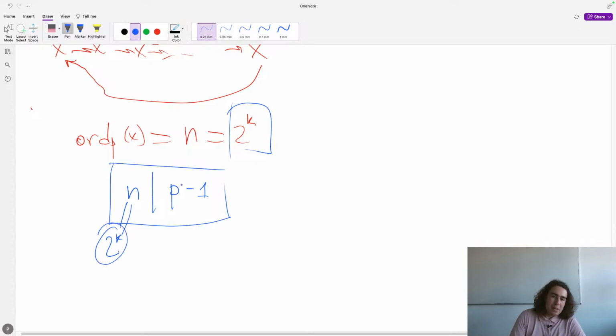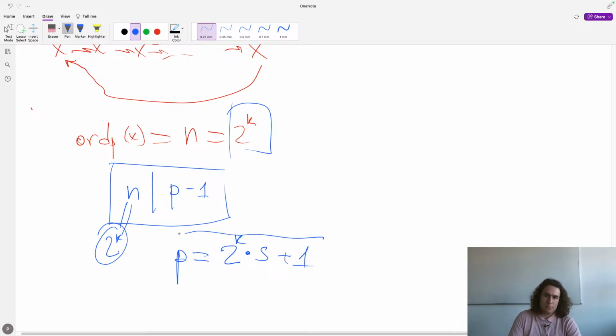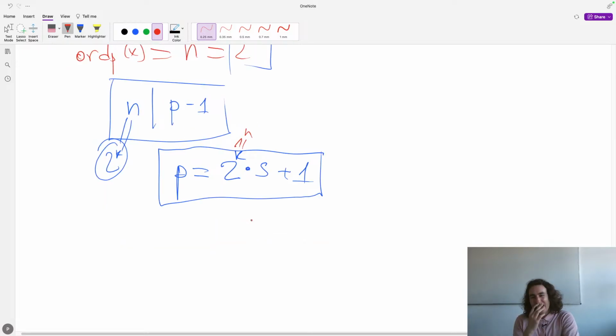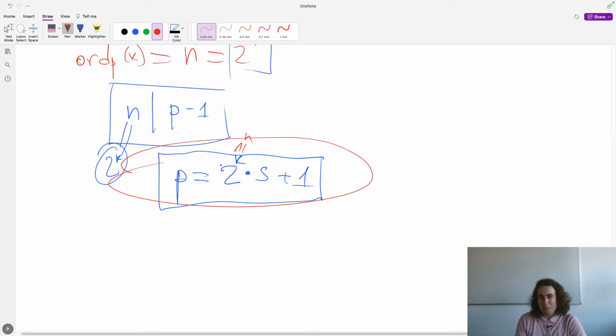But what is n? n is just some large power of 2. So we need a prime number such that p minus 1 is divisible by a large power of 2. So we need a prime number that looks something like this: 2 to the k times something else plus 1. And if you have prime numbers that look like this, where 2 to the k is larger than the values of n that you would ever need, then we're good. I mean, okay, I didn't prove that we're good, I just proved that otherwise we're not good. So now let's understand why this actually works. And this is important to remember, that we have to have primes of this form.